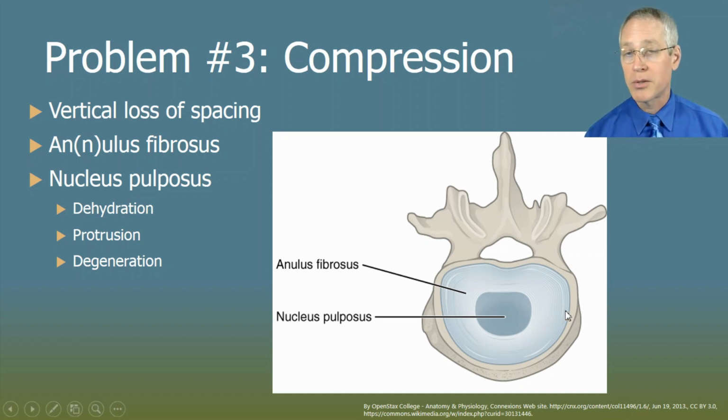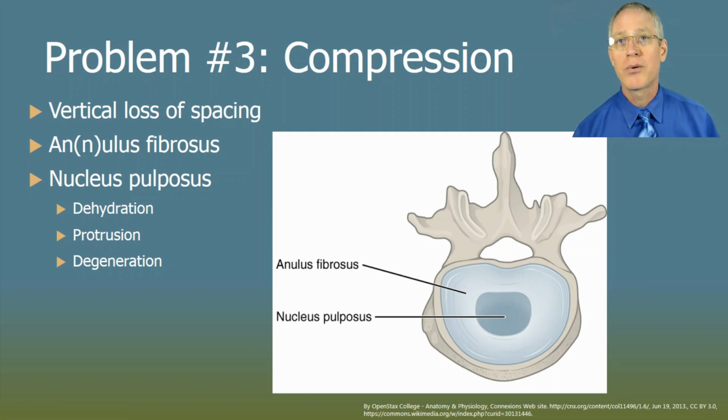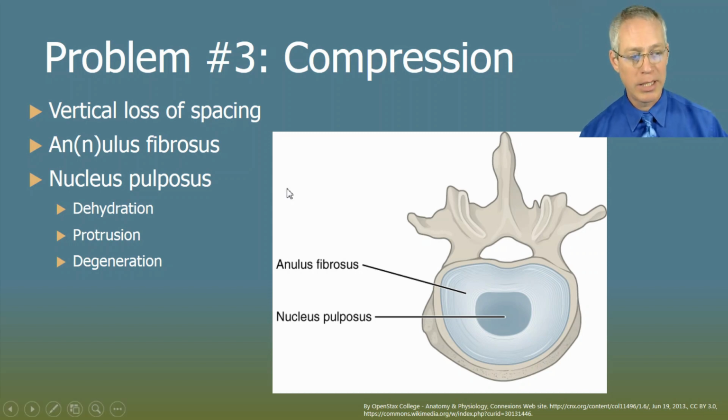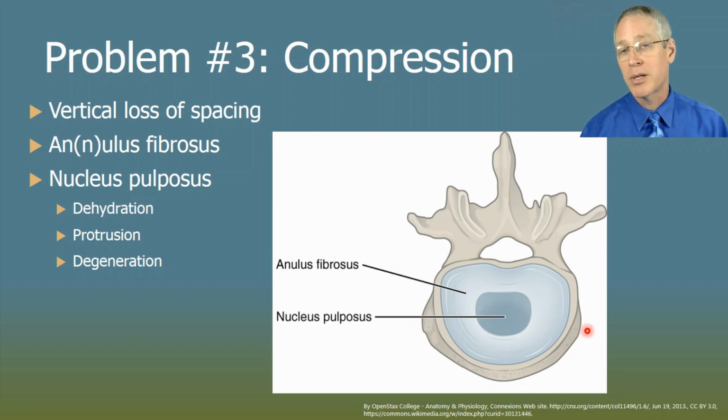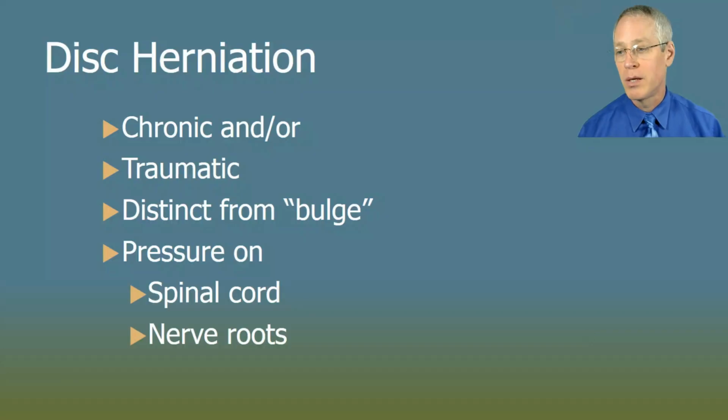The nucleus pulposus shrinks over time inevitably with age due to dehydration, but it can also protrude out in one direction or another, whether it protrudes actually against the spinal cord itself and causes problems, or it can protrude anterior or laterally, which in and of itself is symptomless, except it causes a decrease in height of the disc, and that's what causes the compression.